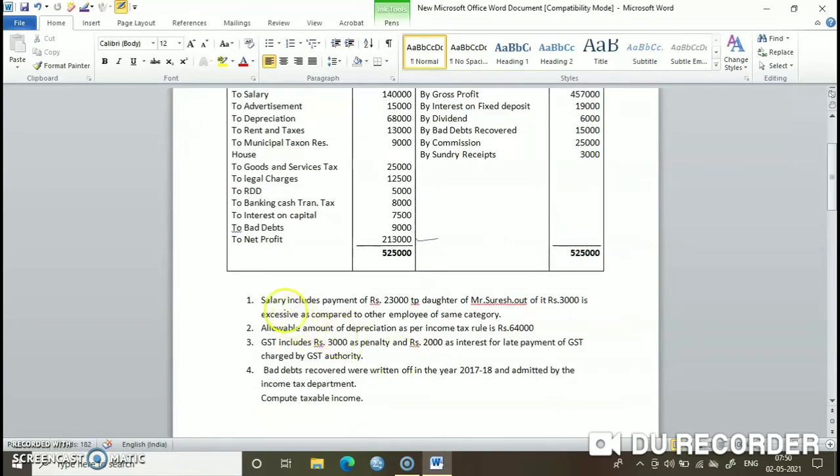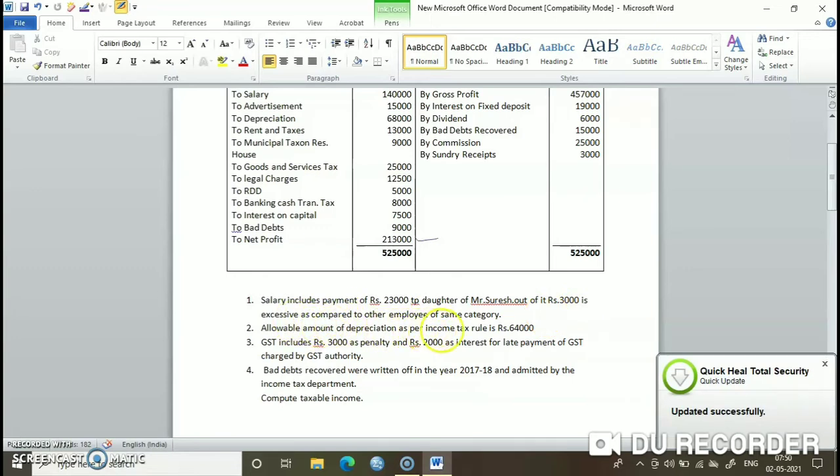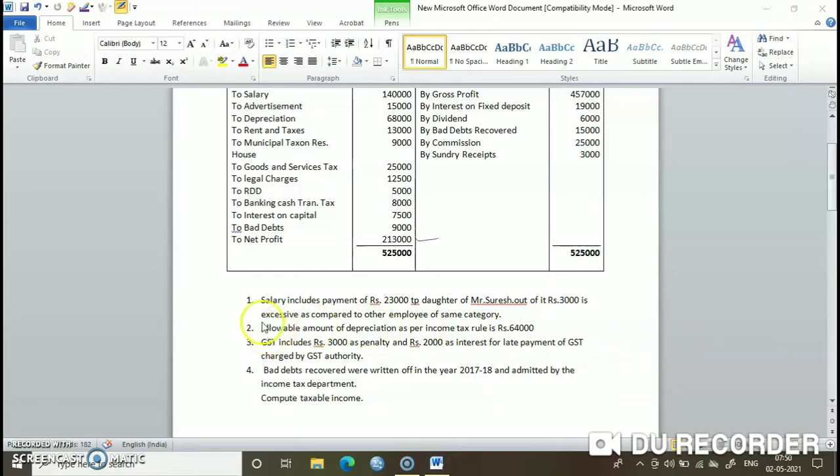They have given some adjustments. Number 1, salary includes payment of rupees 23,000 to daughter of Mr. Suresh. Out of it, rupees 3,000 is excessive as compared to other employees of the same category. Second adjustment, the allowable amount of depreciation as per income tax rule is rupees 64,000. Third, GST includes rupees 3,000 as a penalty and rupees 2,000 as interest for late payment of GST charged by the GST authority. Fourth, bad debts recovered were written off in the year 2017-18 and admitted by the income tax department. They are asking for computation of taxable income under business.